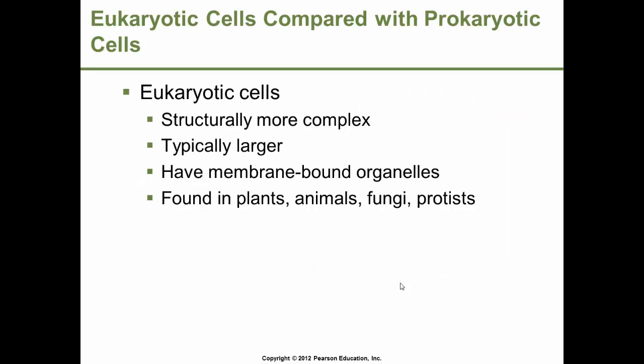Eukaryotic cells are typically larger and structurally more complex. They do have membrane-bound organelles. Eukaryotic cells include plants, animals, fungi, and protists. Organelle simply just means little organs. Organelles are components within the cells that perform a specific function.